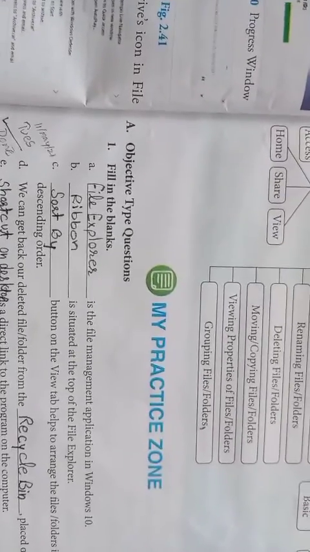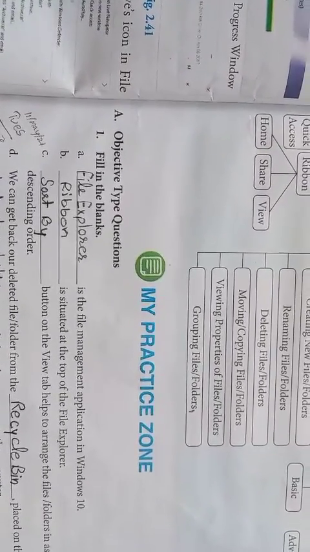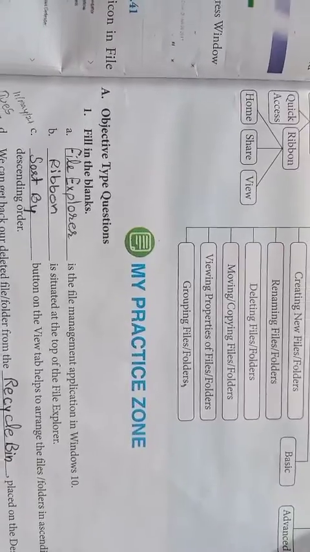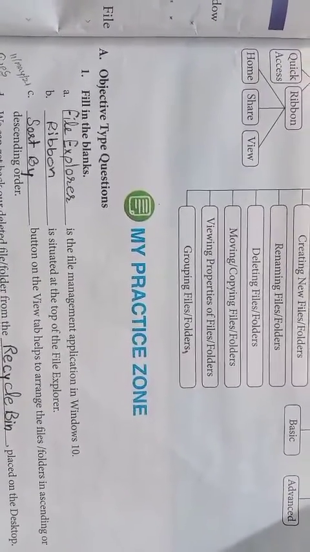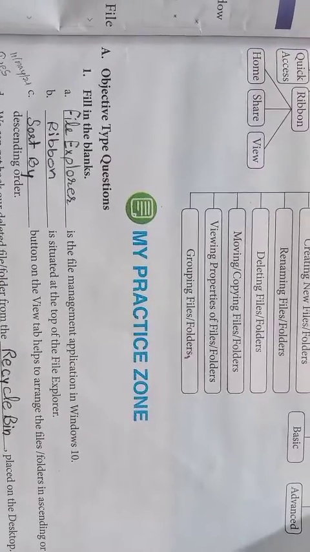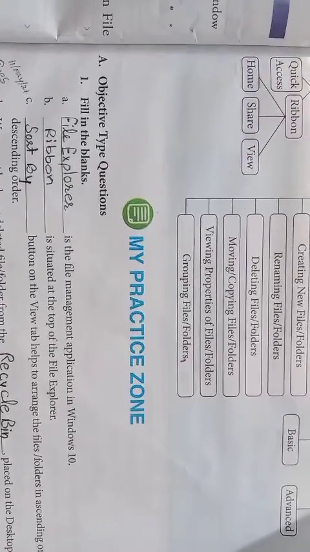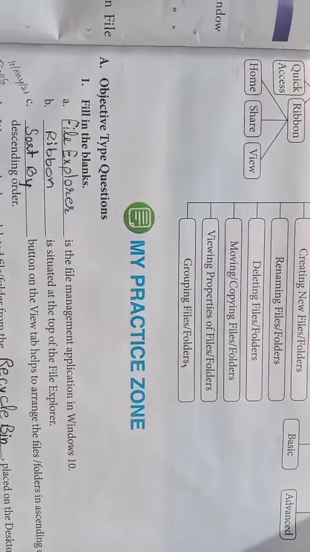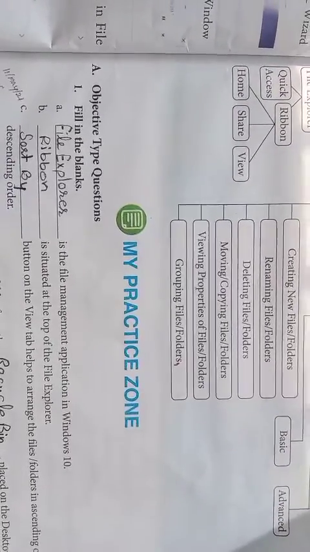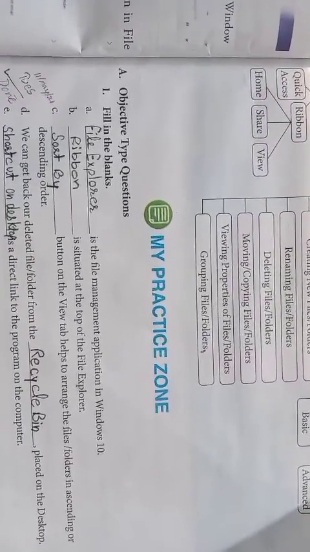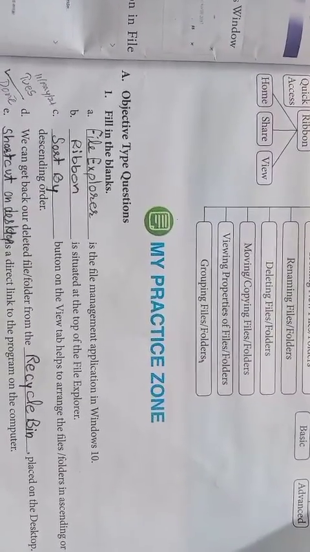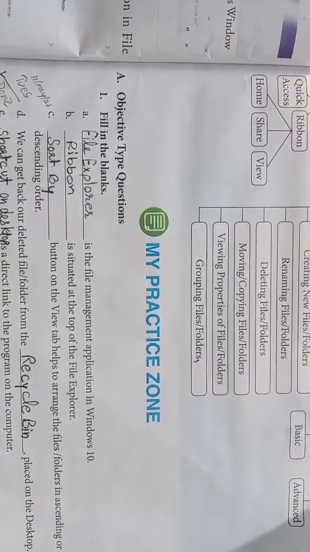Now moving forward to the fill ups. File Explorer is the file management application in Windows 10. Ribbon is situated on the top of the File Explorer. Sort by button on the View tab helps to arrange the files and folders in ascending or descending order.